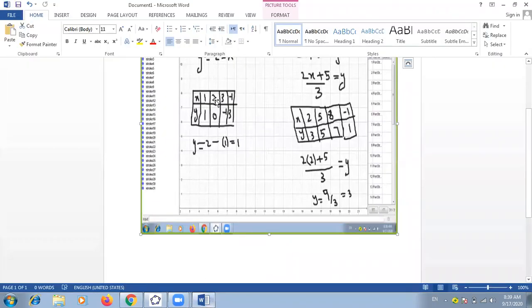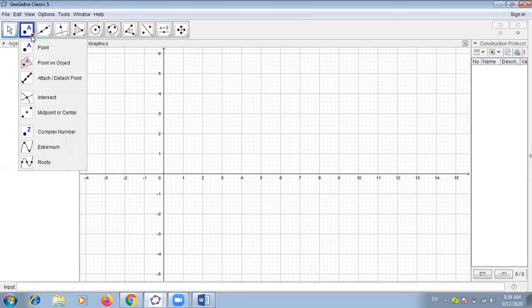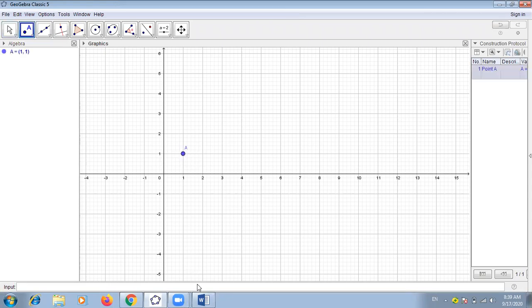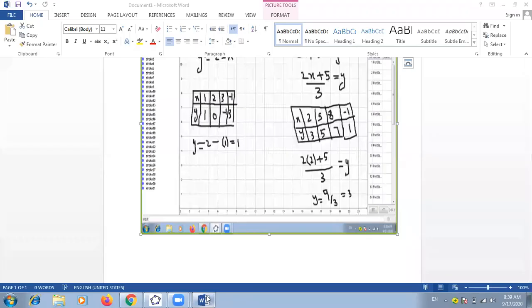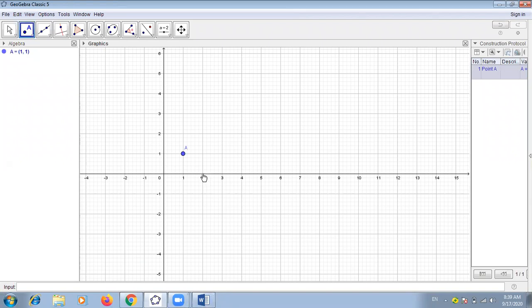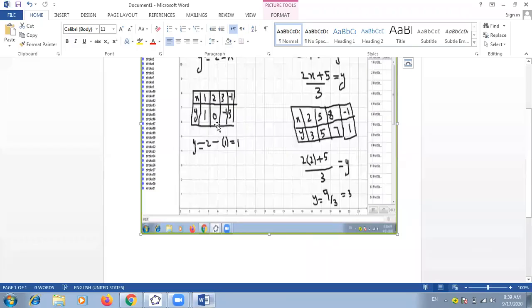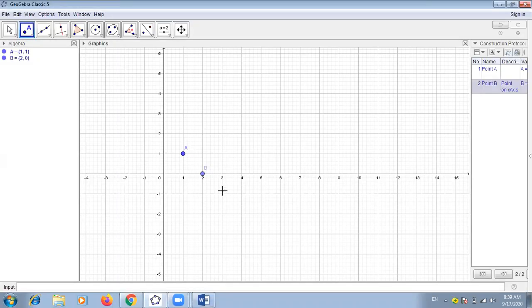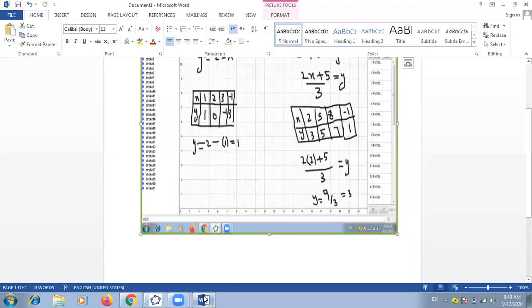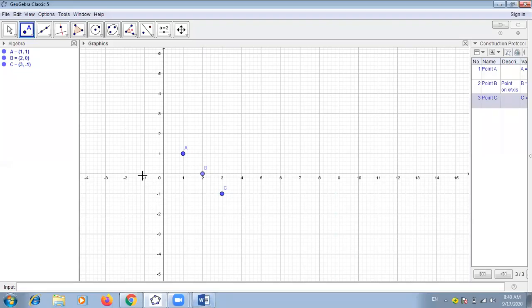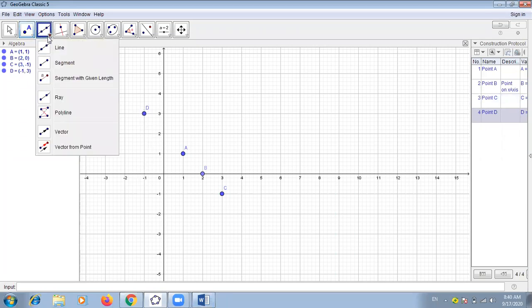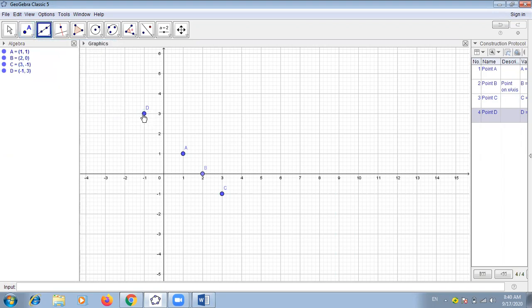So first is x equals 1, y equals 1. It means that x1, y1, I plot here. Then x2, y0. Next point is this. Then x3, y minus 1. So x3 and the value of y is minus 1, then plot there. And then x minus 1, y3. So I plot all four values of this equation, and then I join these points. I'll get a straight line like this.